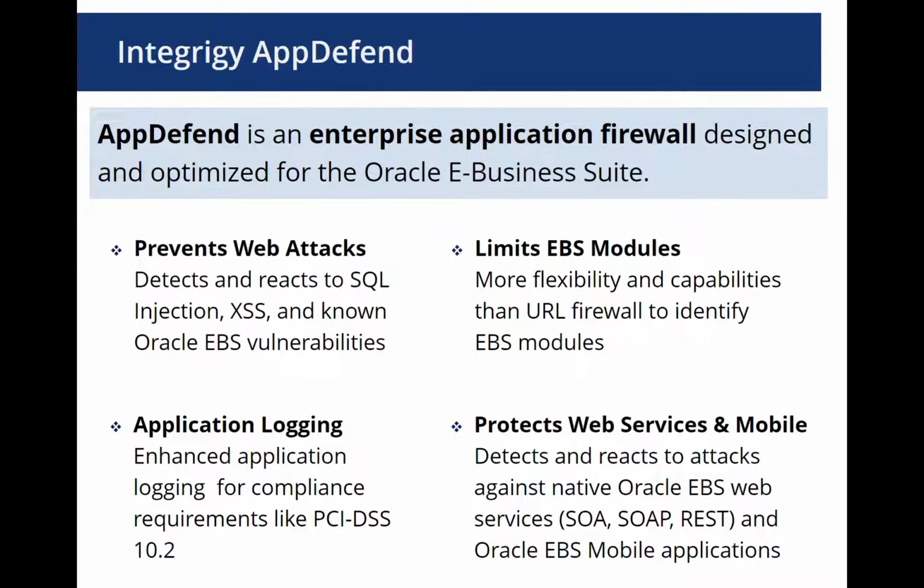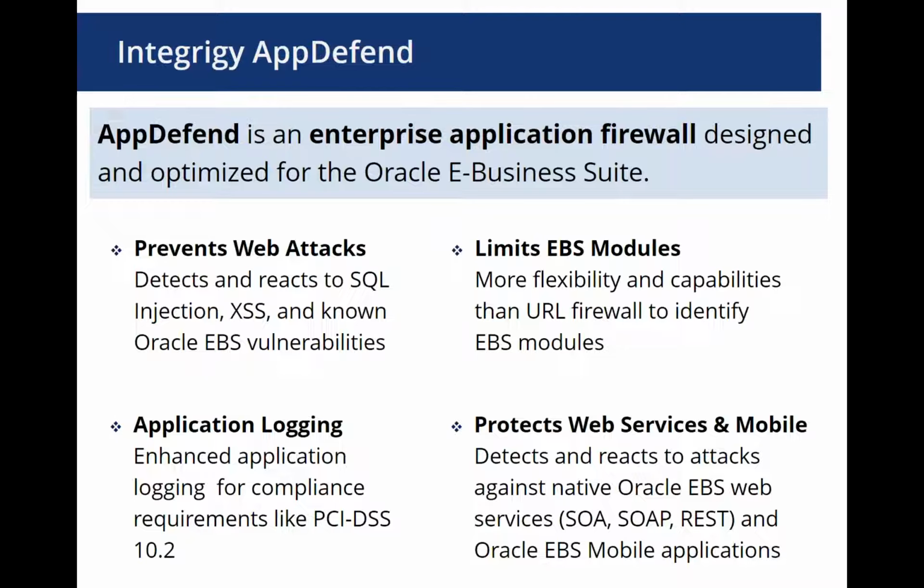The second key feature is that, since Oracle E-Business Suite URL firewall configuration is very difficult to do, you have to get the responsibilities right if you do node trust level in addition. We decided to take a somewhat different approach and provide a much more flexible and automated solution to limit the number of modules. With AppDefend, you just do one configuration.